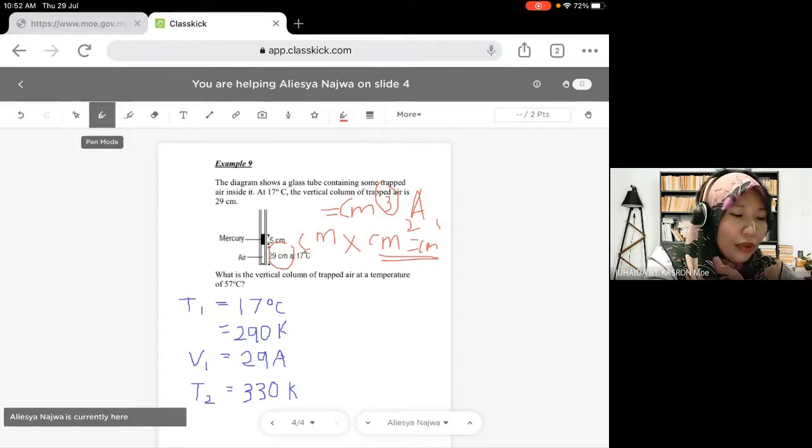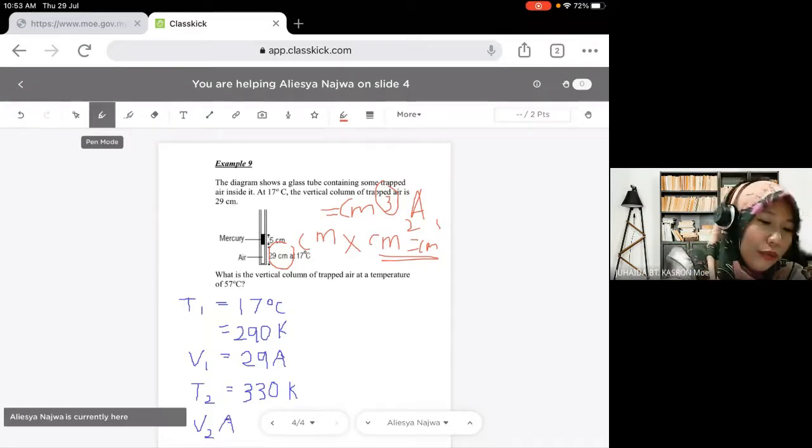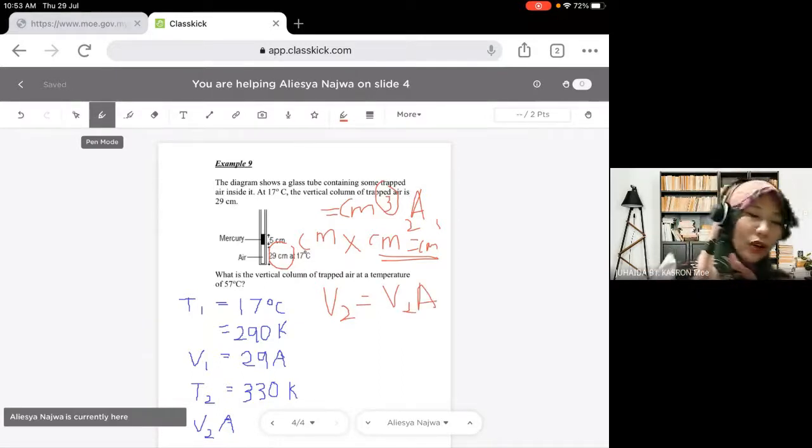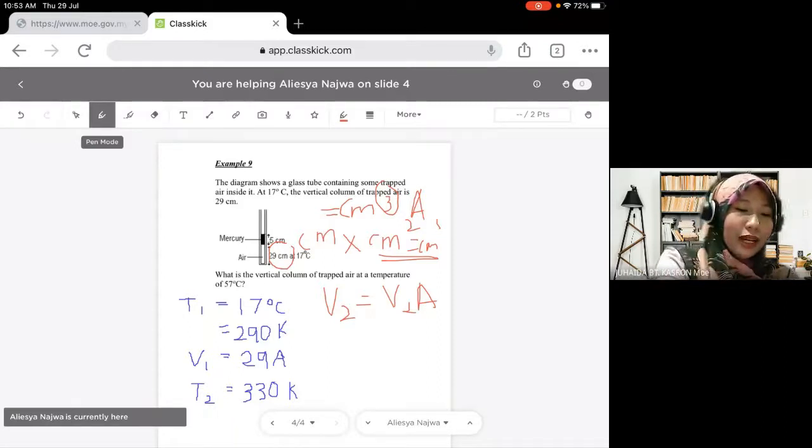V2, Alisha, V2. Okay, so we want to find the V2. V2 means V2 times A. Write it, V2A. No, V2 equal to V2A. Alright, so substitute it into the formula, please, everyone. So the A for the V1 and the A for the V2 you can cancel.